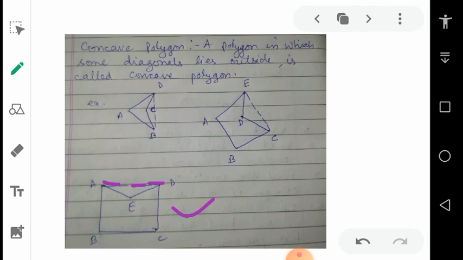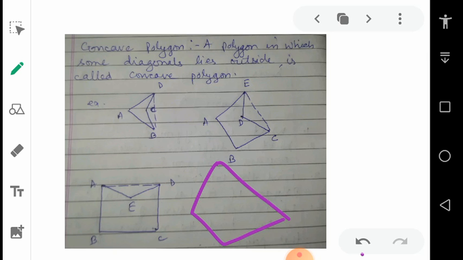In the concave, the diagonal or the diagonals lie outside the polygon. So in all these figures, one more figure I draw for your convenience so that you can understand this concept better. Suppose this is a polygon, number of sides are 1, 2 and 3. All right, if I draw the fourth side in this way, then it is a convex polygon.